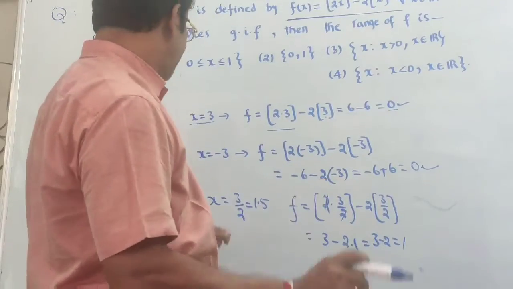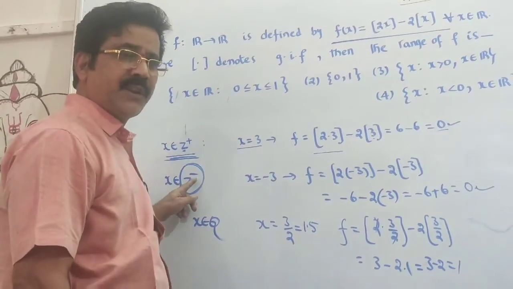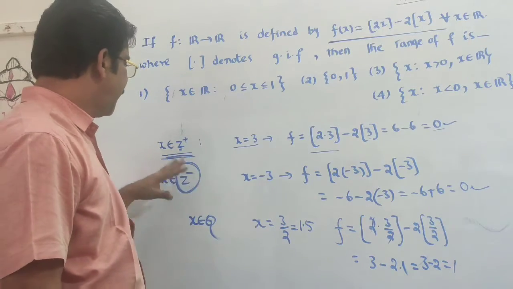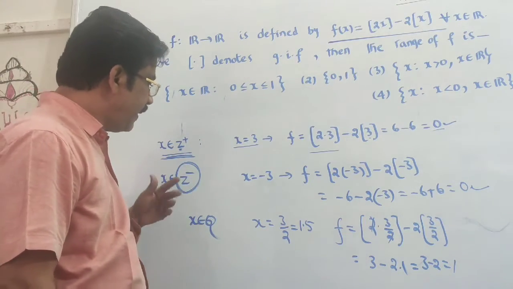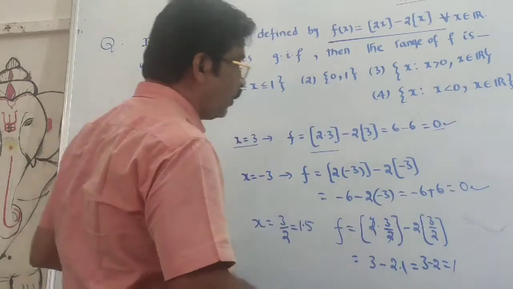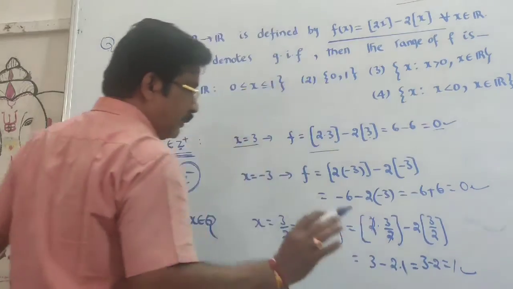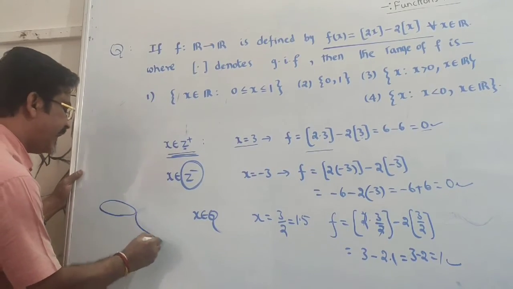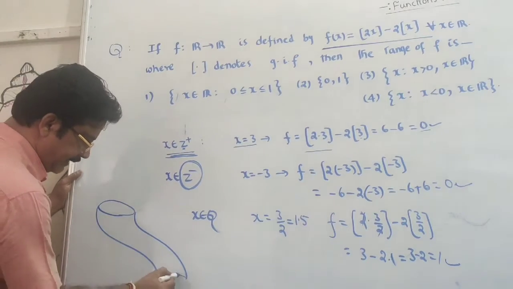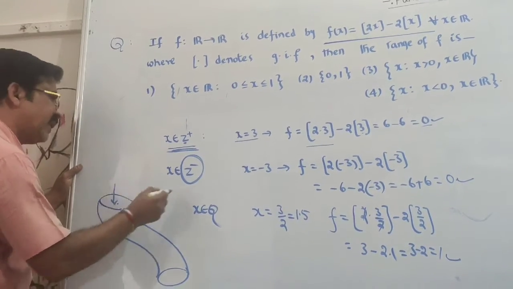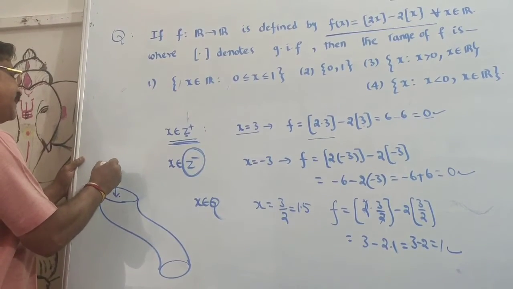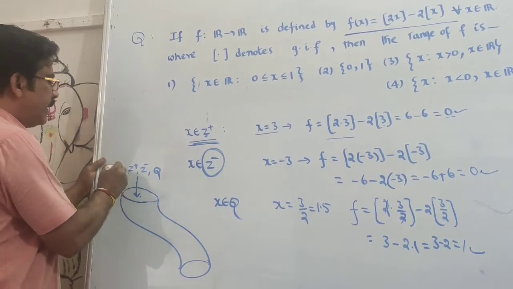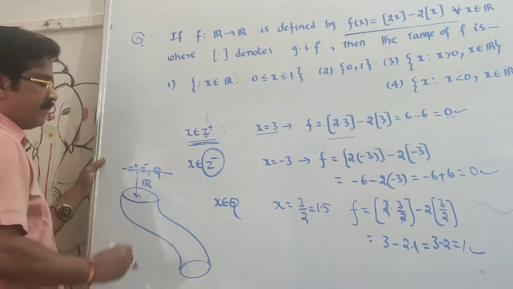So I showed only one example for Z plus, one example for Z minus, one example for rational. Similarly, we can show that for every Z plus, for every Z minus, for every rational number, respectively, the output will be 1. So what I am telling is, this is the domain. Domain is what? Any real number. Means it is Z plus, Z minus, including Q. You can take 0 also. So anyhow, it is the complete real number set.